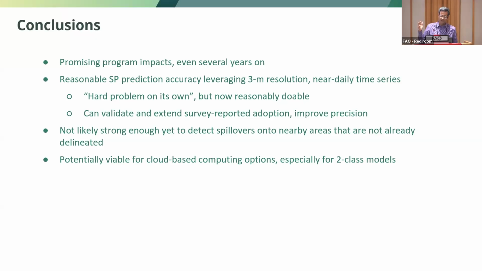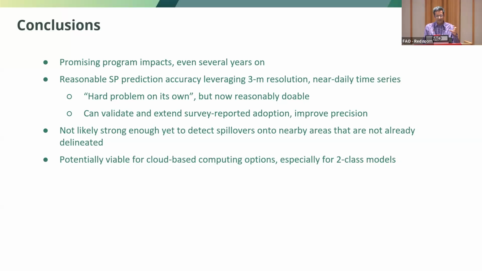Again, 70-ish accuracy rates, achievable with, again, 3-meter resolution, reasonably high frequency data that's now available. That's actually, we thought, quite good, given that this was a hard problem. As you saw, there were not a ton of existing projects looking at, or papers looking at sweet potato classification in small plot context in sub-Saharan Africa. It's a hard problem on its own, reasonably doable now, especially since Planet's stack is now integrated into Google Earth Engine. You don't really need to run this on a dedicated cluster anymore.